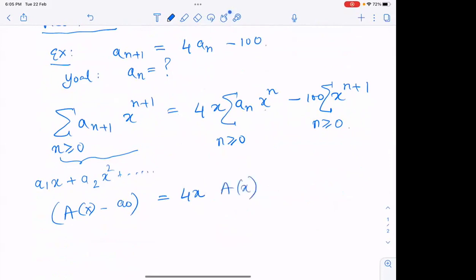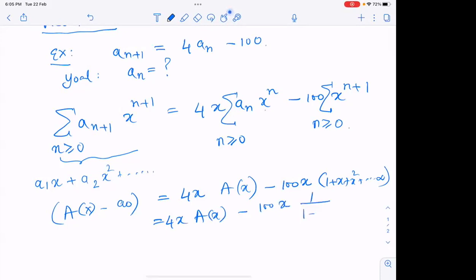Right? And in this term, you can take x common, and then it is 1 plus x squared and so on, that infinite series, that geometric series. Right? So let's write it: 4x A(x) minus. And this we know from our 10 plus 2 is just 1 by 1 minus x. See here, I don't care about convergence, |x| less than 1, all these issues, because this is a formal analysis.